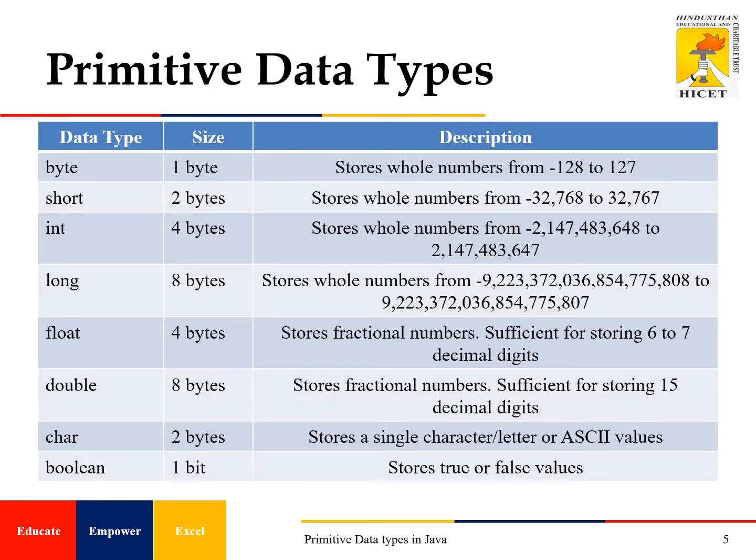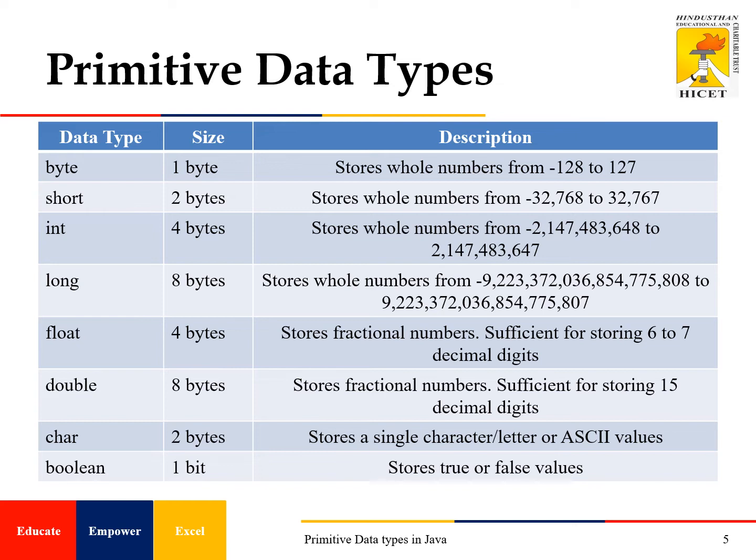So this is the size occupied by each data type in Java. Byte occupies 1 byte of data, that is 8 bits. Then short occupies 2 bytes of data, and the range is also given here. The range for short is minus 32,768 to 32,767. Also the integer takes 4 bytes of data. It takes 2 power 31 as the size, and long takes 8 bytes of data.